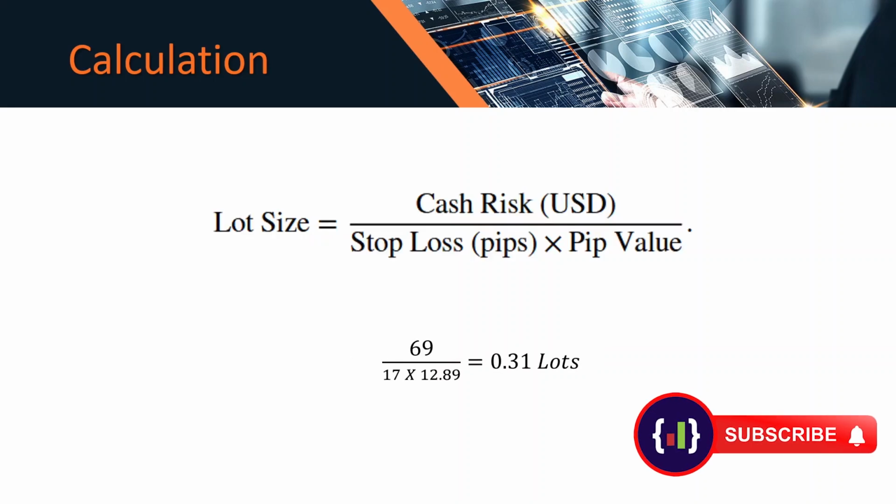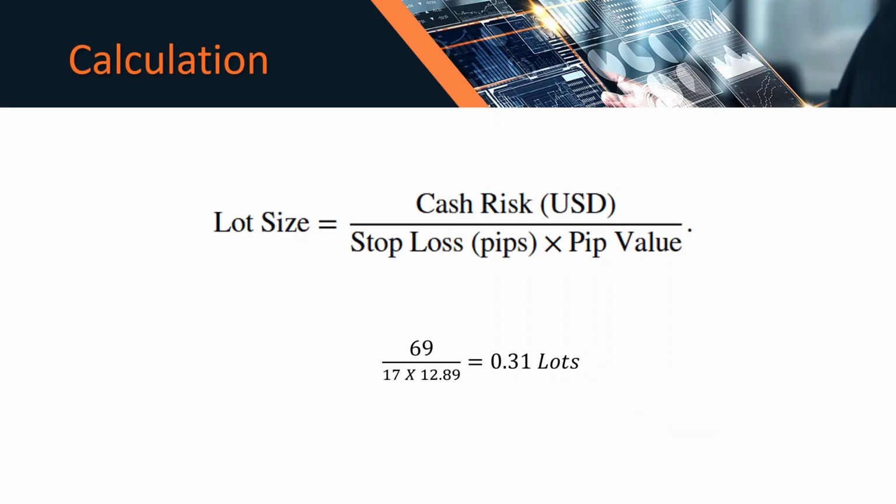So now to get our lot size, all we need to do is, now we intend to risk $69, right? Divided by 17 pips, right? Multiply by 12.89, which is our pip value, and that is going to give us 0.31 lot size. If we are to risk 0.31 lots on an account that has $6,900 on a trade with a 17 pips stop loss, by the time the trade hits our stop loss, we won't be losing more than $69, which is 1% of our balance.